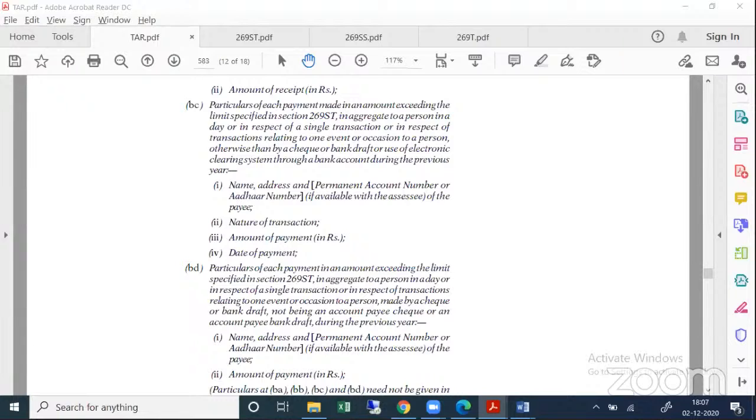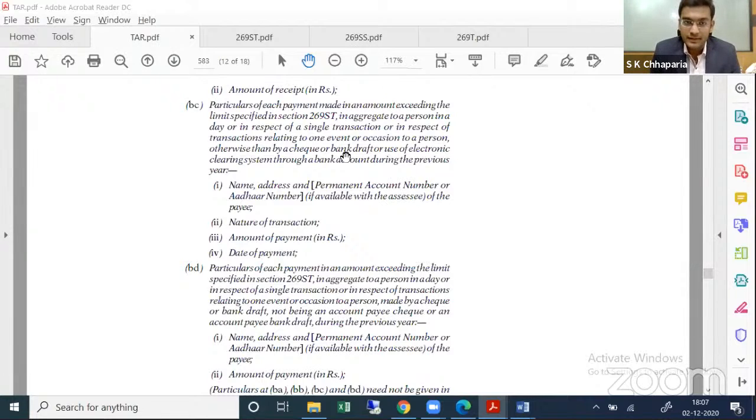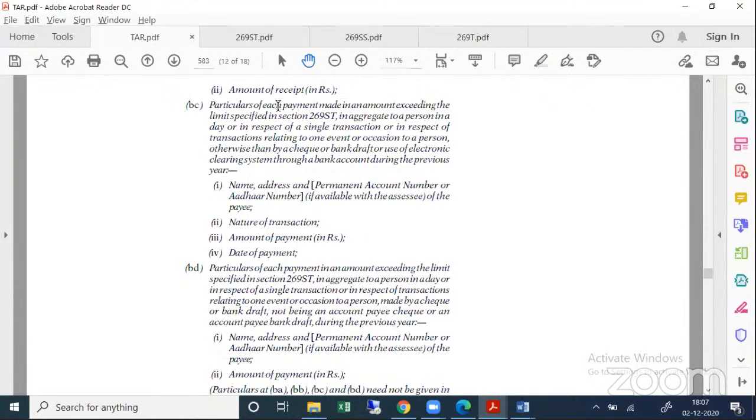If you all can see the clause BC and clause BD, it is clearly stating that particulars of each payment made in an amount exceeding the limit of 269ST in aggregate, or in respect of a single transaction, or in aggregate to a person, मतलब payment जो एक person को मिल रहा है in terms of 269ST. So basically that means कि जो भी ये reporting हो रहा है, that is for the recipient.